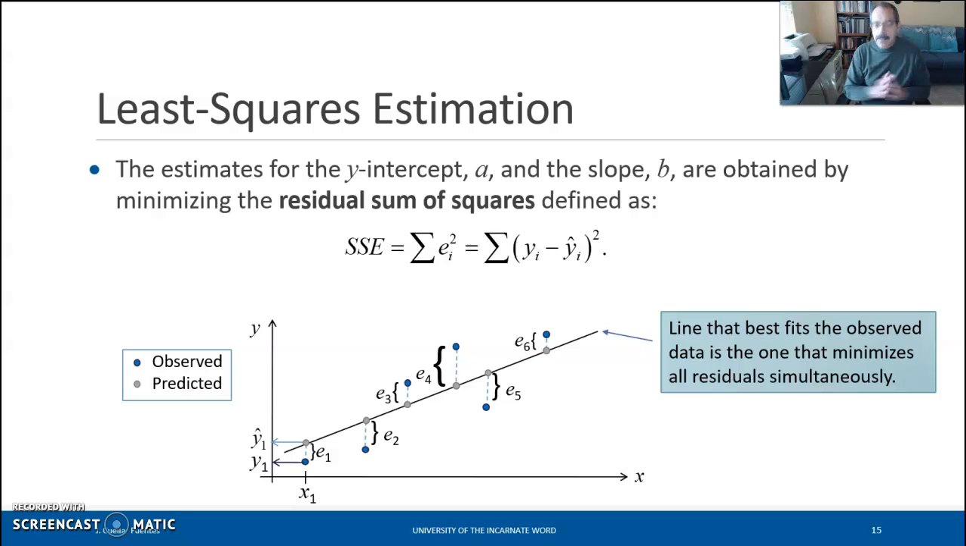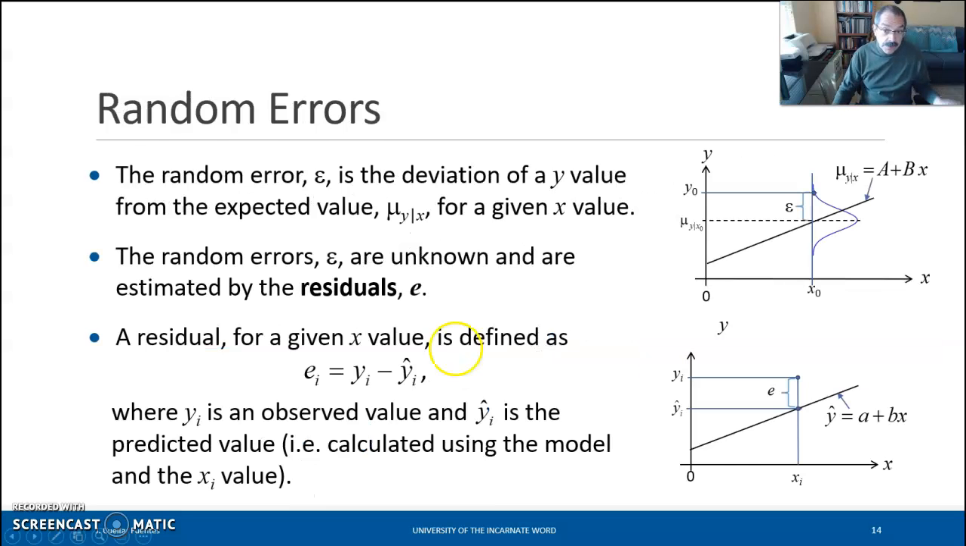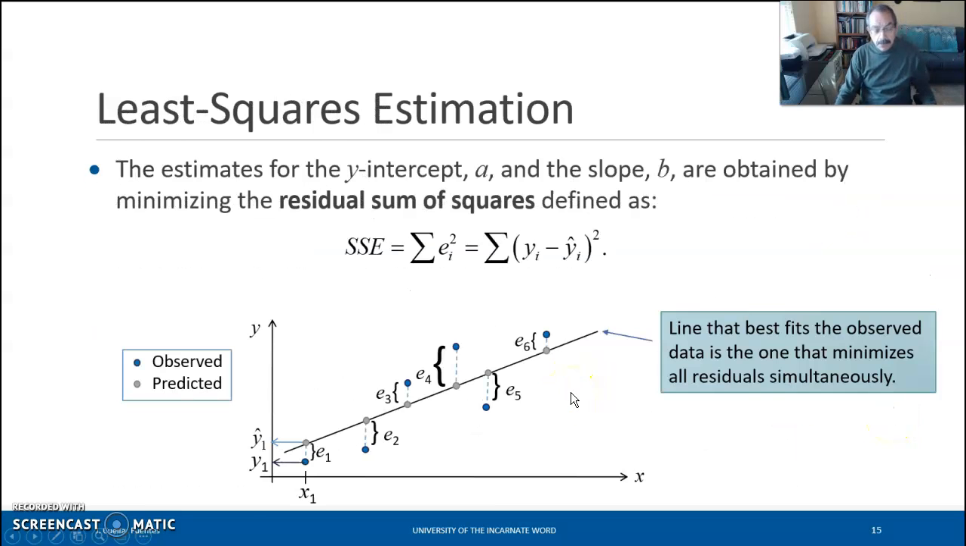All right, the one question here, of course, is how do we find this value of A and this value of B from the sample data? The way we do this is by minimizing the residual sum of squares. So in other words, what we're trying to do is find a line that minimizes the vertical distances from every observed value to the value on the fitted line.